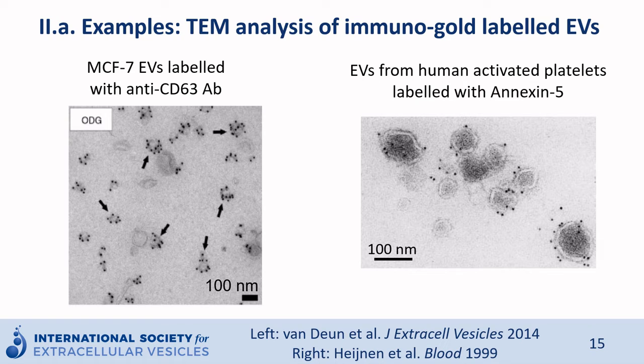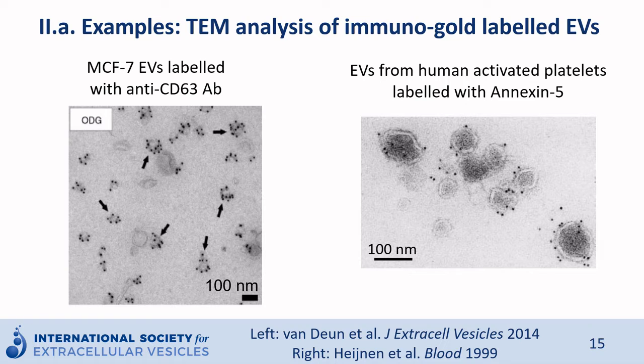Here are representative images of immuno-gold labeling of EV samples. On the left, EVs from MCF7 cells labeled with an anti-CD63 antibody. And on the right, EVs from activated platelets labeled with annexin-5. By the way, annexin-5 is not an antibody, but a protein that binds to phosphatidylserine lipids, and annexin-5 is therefore used to identify EVs exposing phosphatidylserine.